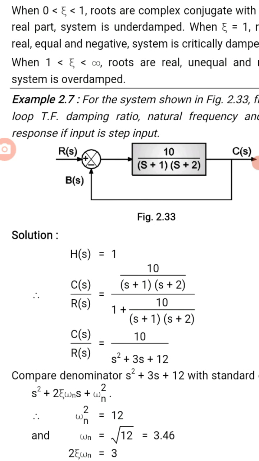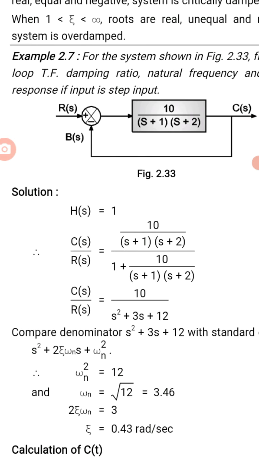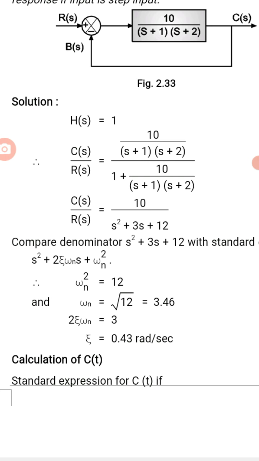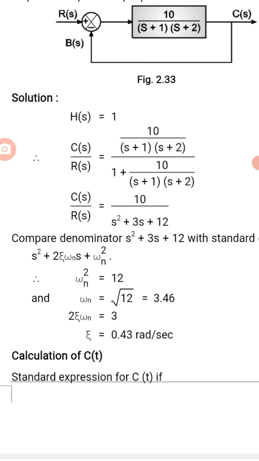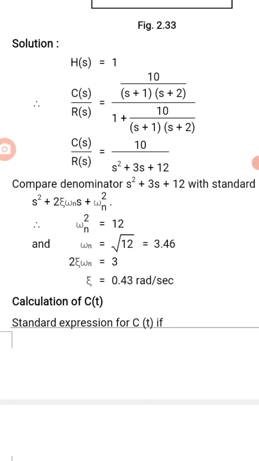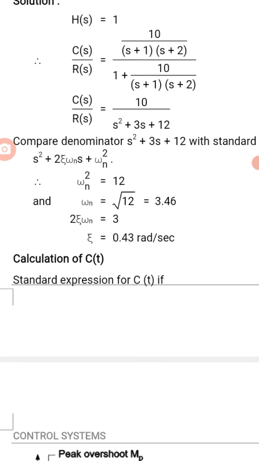Solution: H of s is equal to 1, and C of s upon R of s is equal to 10 upon s plus 1 into s plus 2, divided by 1 plus 10 upon s plus 1 into s plus 2, which is equal to 10 upon s square plus 3s plus 12. Compare the denominator s square plus 3s plus 12 with the standard equation s square plus 2 zeta omega n into s plus omega n square. Omega n square is equal to 12, we know. Omega n is equal to square root of 12, which is 3.46 radians per second, that means zeta is equal to 0.43.